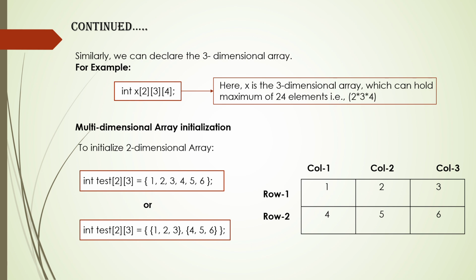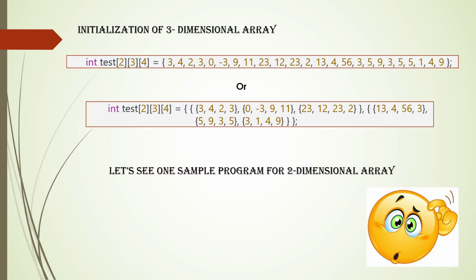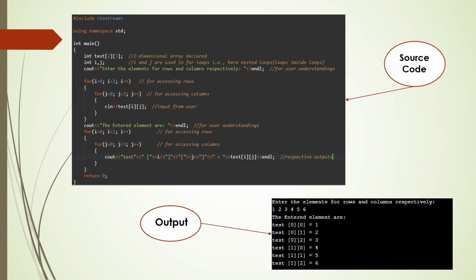This is how you will initialize the 2D array. Similarly, you can do it for a 3D array also, either giving all the elements directly or by specifying a particular row. We mainly use 2D arrays. We don't use 3D arrays much, but for understanding, remember this. So now let's see one example based on a 2D array.